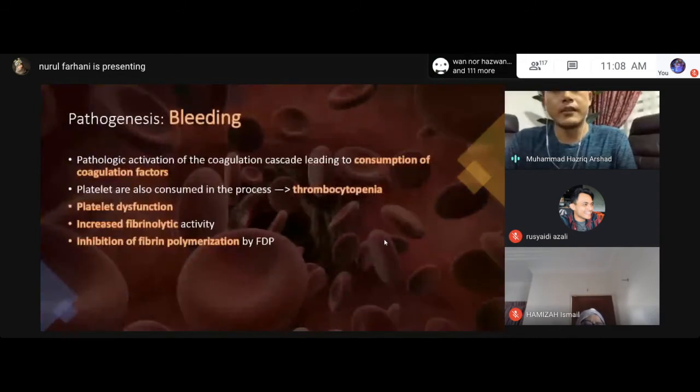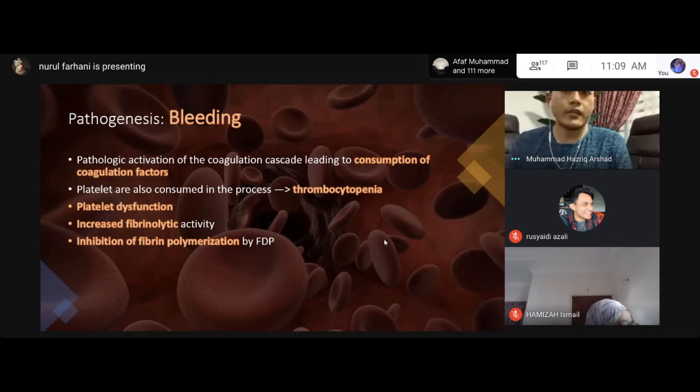Okay, this is the pathogenesis of the bleeding, number 2. It can be due to consumption of the coagulation factors. Platelets will also be consumed in the process, which leads to thrombocytopenia. It can also be due to dysfunction of the platelets, or increased fibrinolytic activity, or inhibition of fibrin polymerization by FDP. So when fibrin polymerization is inhibited, fibrin cannot be formed, so the hemostatic plug cannot form, and it causes bleeding. But the one that is pertinent is in the next slide. Okay, the next slide I will conclude all. Okay, next slide.